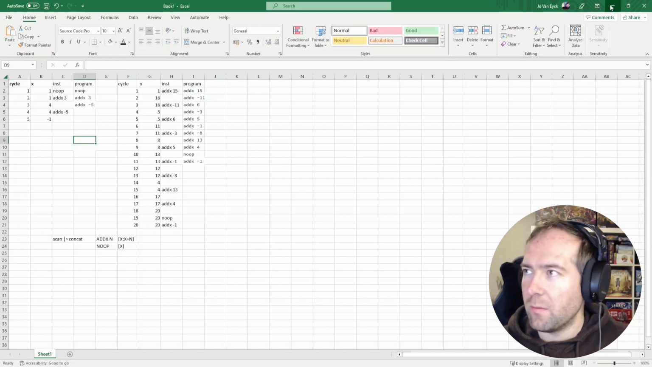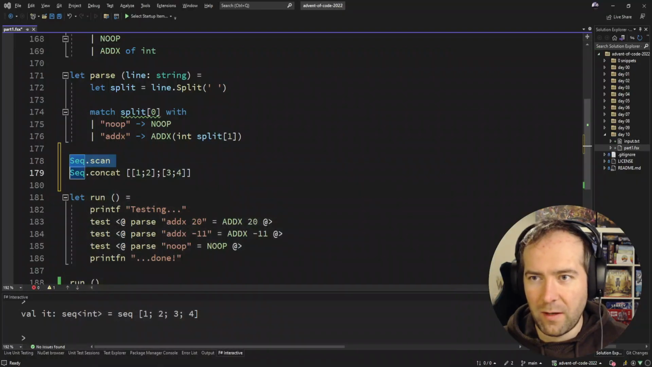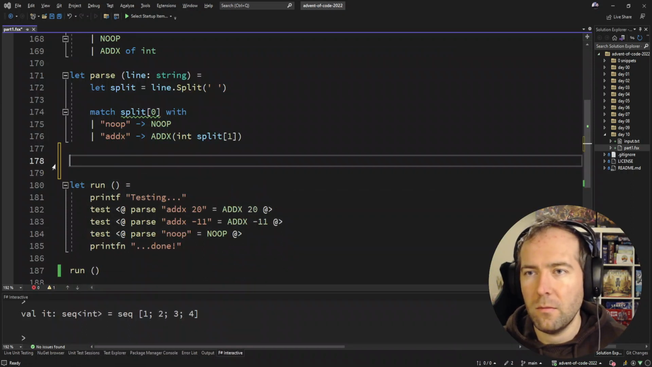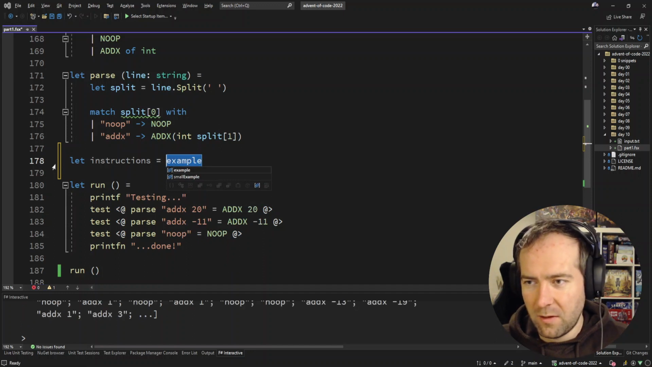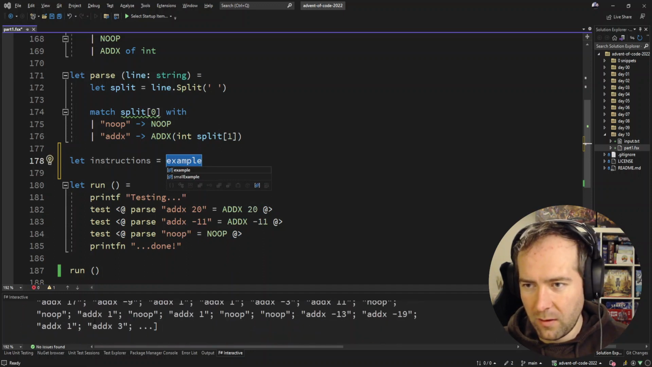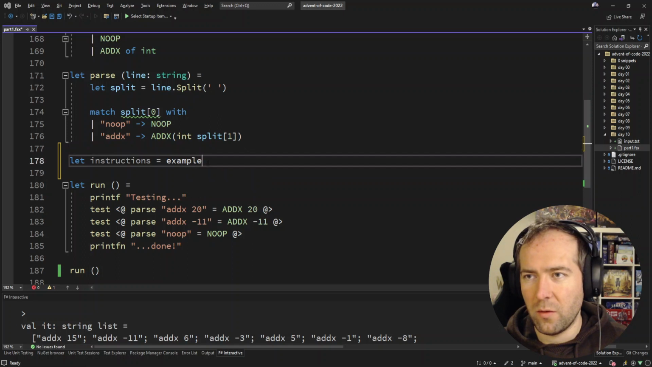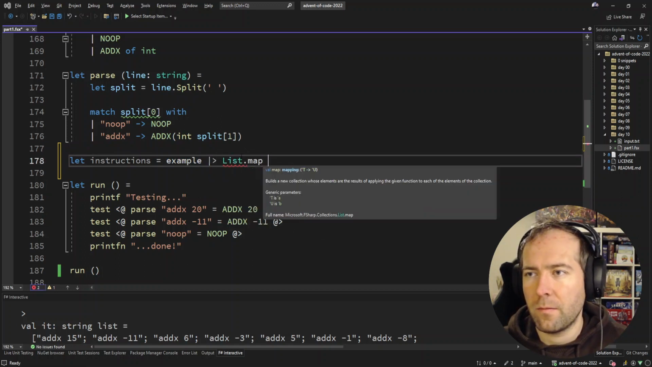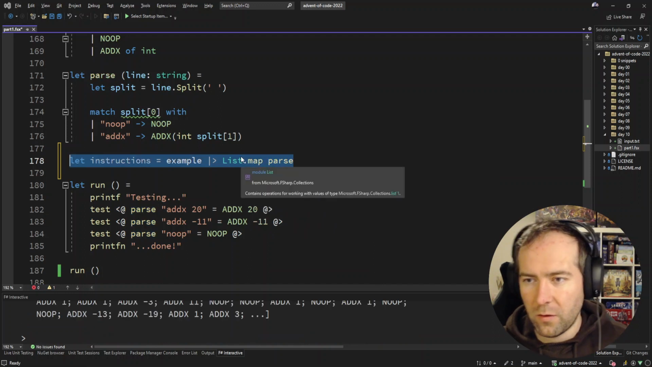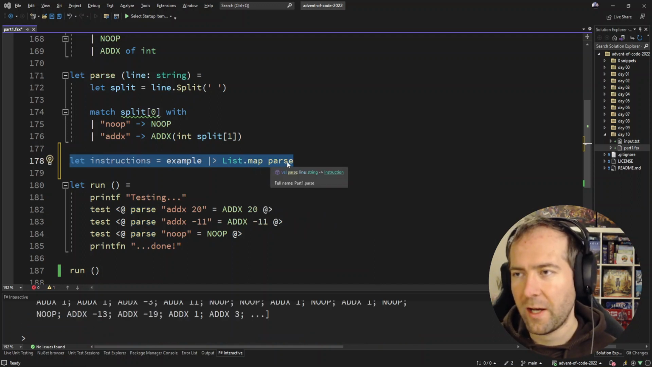So the principle is using the scan for every instruction. So let's grab our instructions first. I have 2 examples in here. This is the larger one with the 20 plus. Yeah, this is the larger one. Cool. So let's parse this one. These are all the instructions parsed, and now let's scan over them.